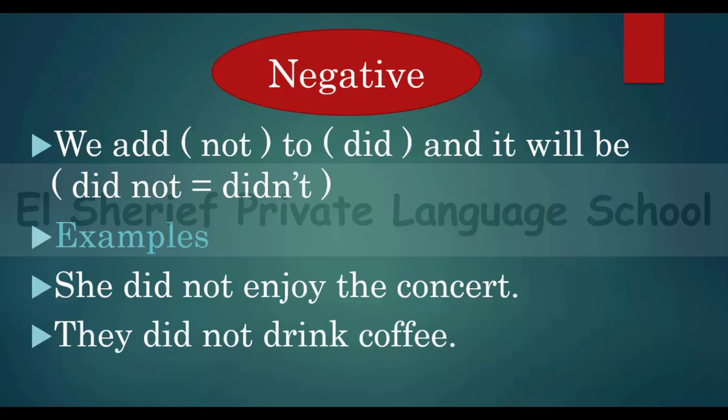Example number 2: they did not drink coffee, or they didn't drink coffee. So, to make a negative form in past simple tense, we add not to did, and the form is did not or didn't.